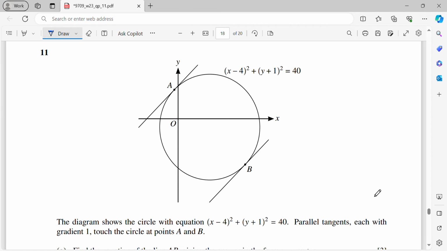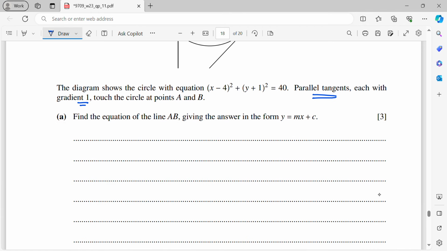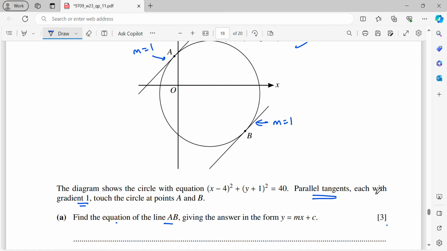Okay, now for question 11. The diagram shows the circle, together with the equation, parallel tangents, each with gradients 1. That means this gradient is 1. Okay, this gradient is also 1. Touch the circle at the points A and B. Now find the equation of the line AB, giving the answer in the form y equals mx plus c. Just 3 marks. Now, when you look at here, parallel tangents. Tangents means that it is 90 degrees. Okay, so here will be 90 degrees. So when you join, here 90 degrees.